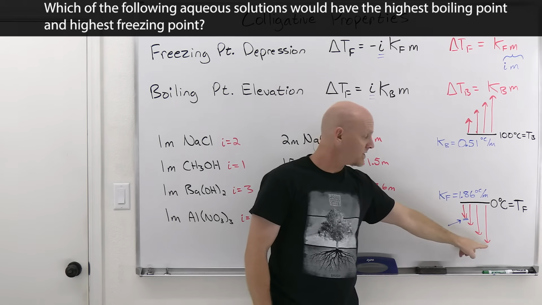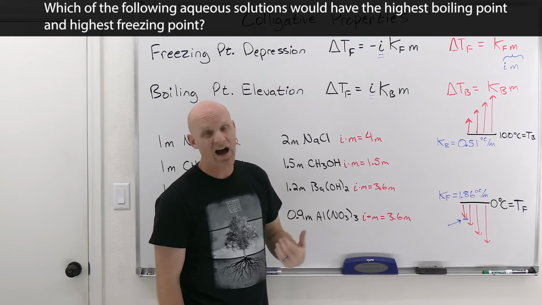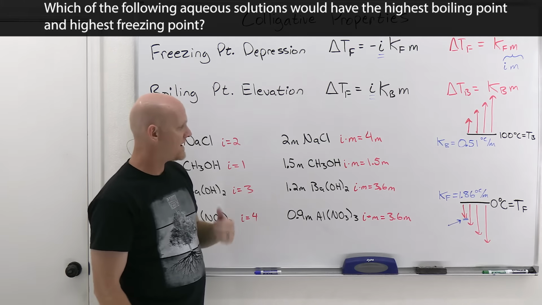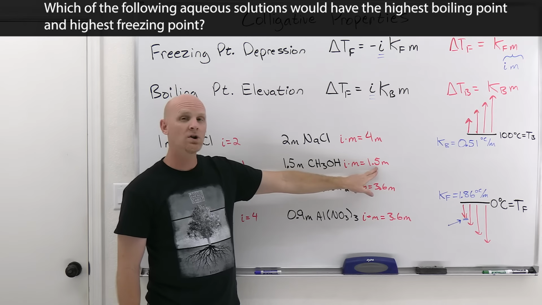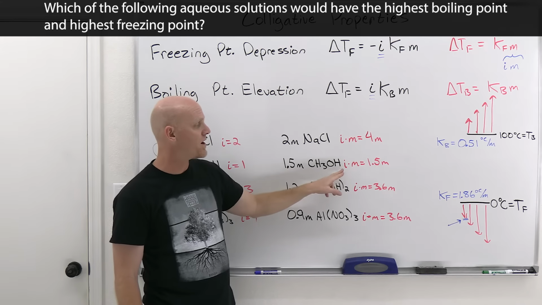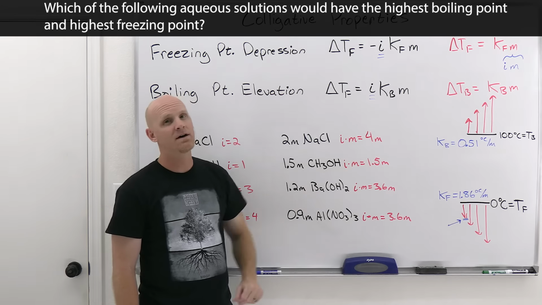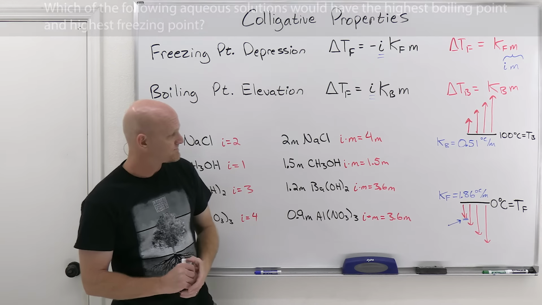And therefore the NaCl is going to end up with the highest boiling point. But it also ended up with the lowest freezing point. And again, the question's asking for the highest freezing point. Well, the one that's going to have gone down the least is the one with the overall lowest concentration of particles, the lowest product of i times m, and that's the methanol in this case as well.